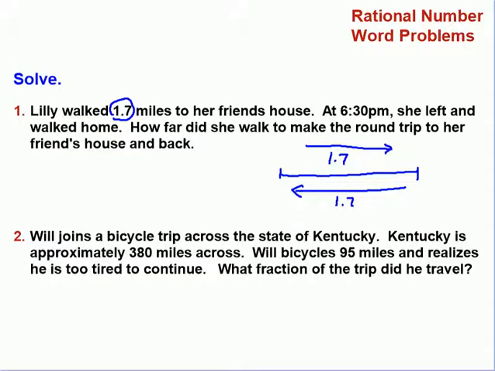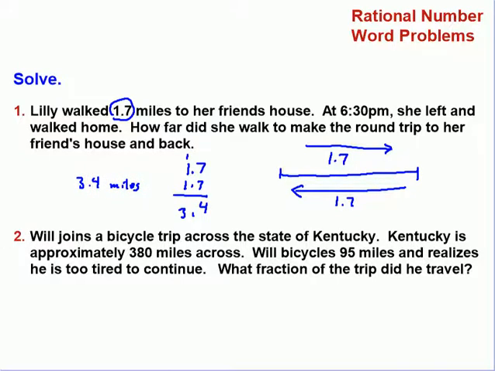Now we might be tempted to think of this as a negative, but in fact it's not really a negative because you can't walk negative miles. So we have two 1.7s that she walked. So we'll add those together. 7 plus 7 is 14. Carry the 1. She walked, even though it doesn't look very pretty, 3.4 miles to her friend's house and back.